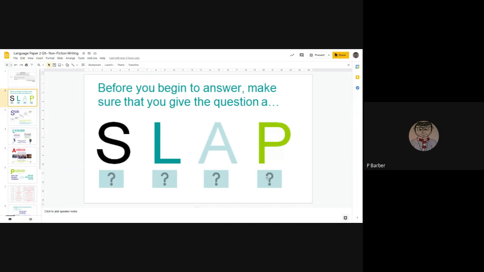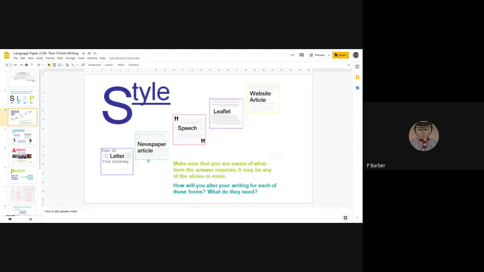It's much like TIP-TOP that we used for Question 3 on Paper 1, where it was time, place, topic, person. These are 4 elements of the question that you need to identify before you can start. So the S from SLAP is the style of text that you are being asked to write. Actually, what am I being asked to write?